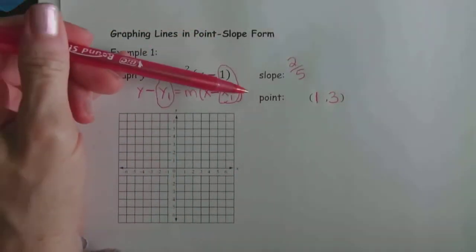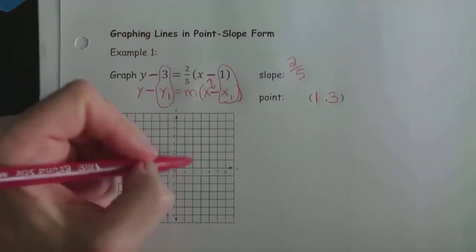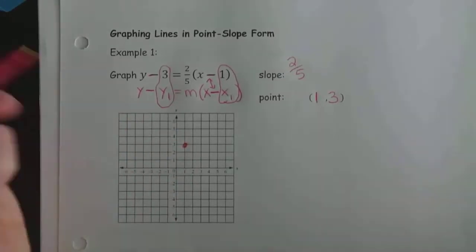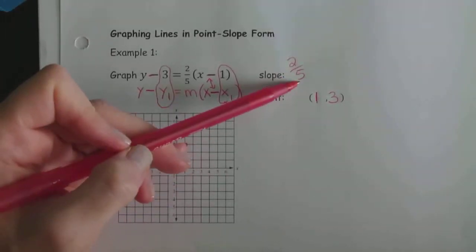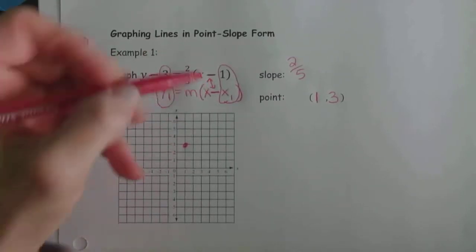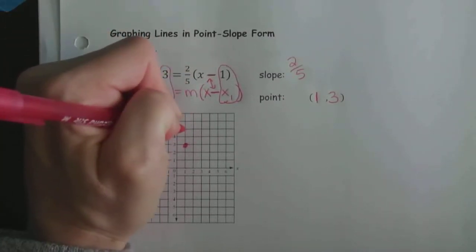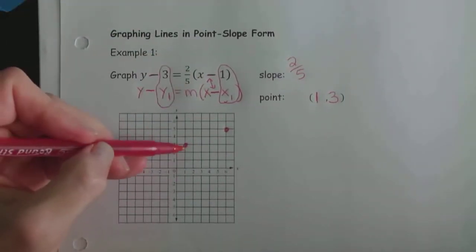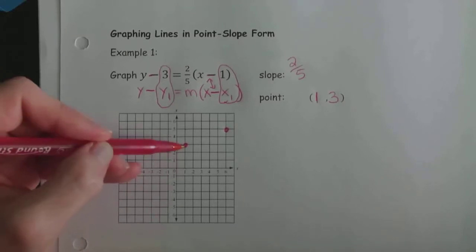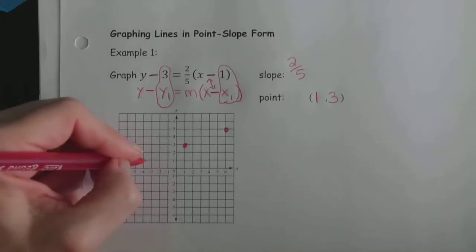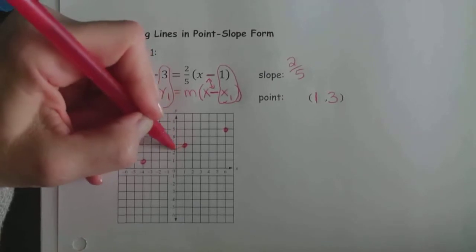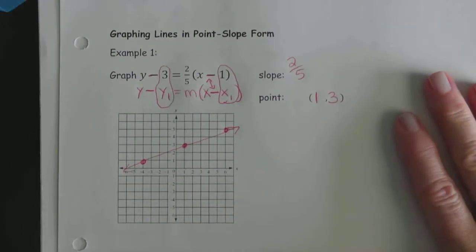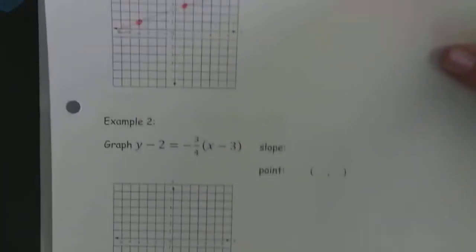Okay, so how do you graph it? Well, you have to go to the point first. You're going to plot the point 1, 3. So let's do that. 1, 3 would sit right here. And from there, you would plot the slope. So from here, we're going to go up 2 and right 5. 1, 2, 3, 4, 5. If you want to go opposite, down 2 and left 5. 1, 2, 3, 4, 5. And that would be your line. Ta-da! You just graphed your first line from point slope form. And that's how easy it really is. Let's try the next one.